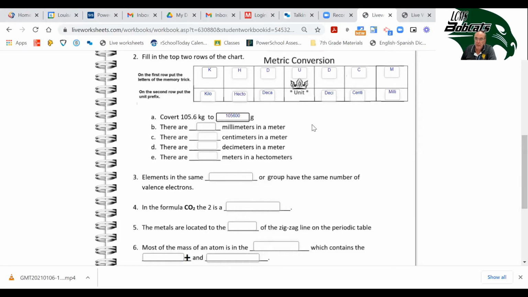How many millimeters are in a meter? Well, we find milli, and we want to get to the base unit meter. So we have to go 1, 2, 3 swoops. 3 swoops is 3 zeros. So it would be 1,000. How many centimeters in a meter? There's 1, 2 swoops. So there'd be 2 zeros. So it'd be 100. And then in a decimeter, there's 1 swoop. So it'd be 10. How many meters are in a hectometer? Okay, so we have 1, 2 swoops, so that would be 100.